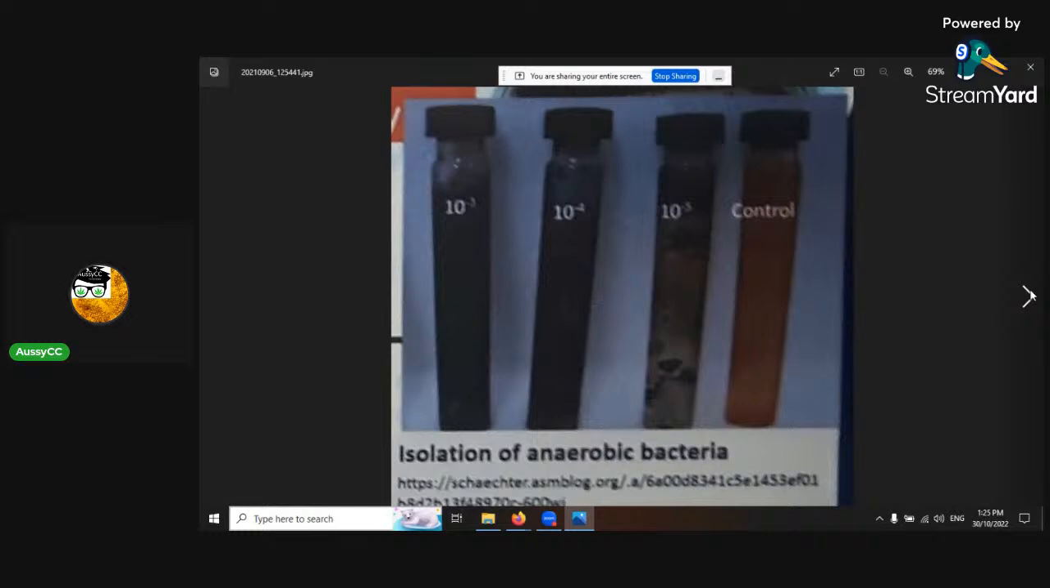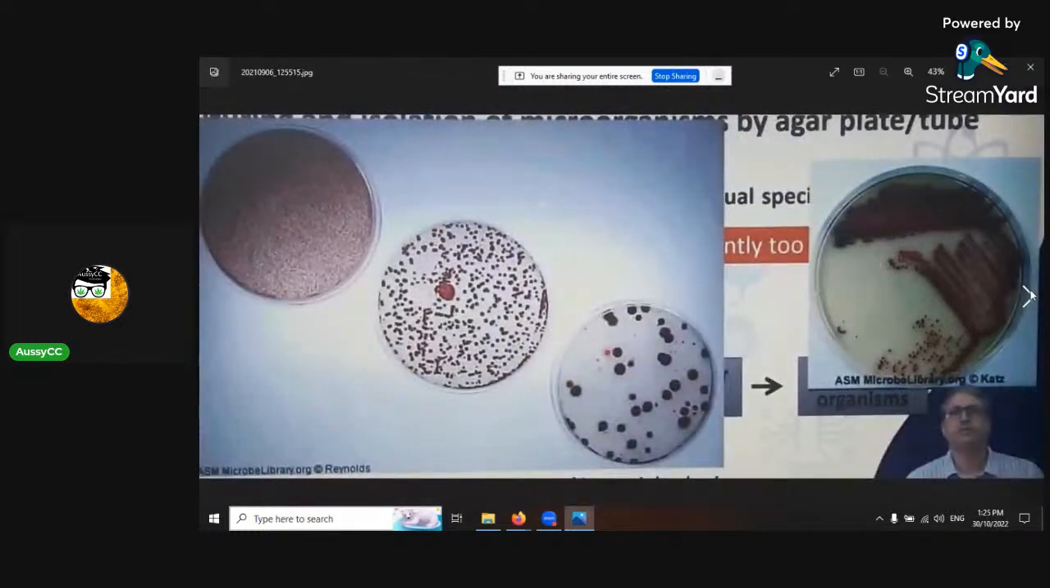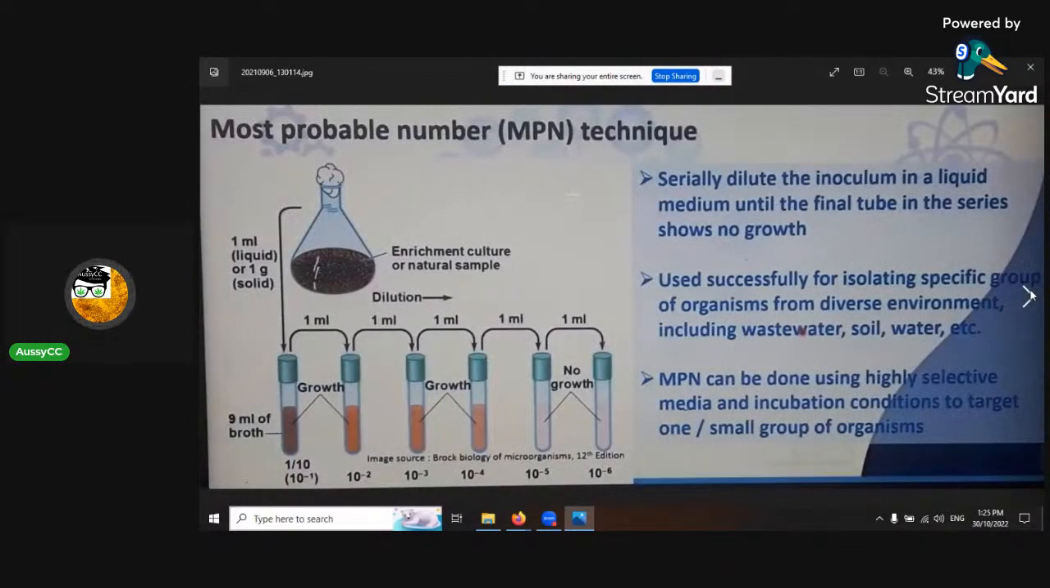Isolation of anaerobic bacteria. Yeah, you don't want any oxygen for that stuff. Most probable number, MPN, with your serial dilution. Serial dilution, the inoculant, used successfully to isolate. That's how you can see it's pretty.